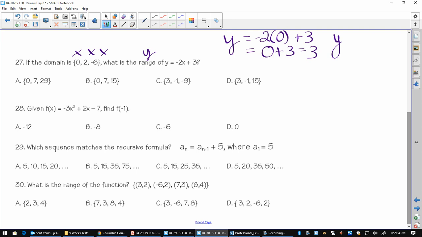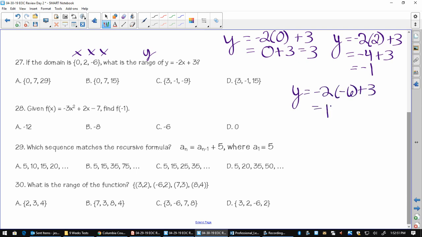So I'm going to do the same thing with 2. y equals -2 times 2 plus 3. So that would be -4 plus 3, which would equal -1. And then last one, y equals -2 times -6 plus 3. -2 times -6 is +12. +12 plus 3 is 15. So I'm looking for one that has 3, -1, and 15. So that would be D. So all I'm doing is matching it up with the correct y values.